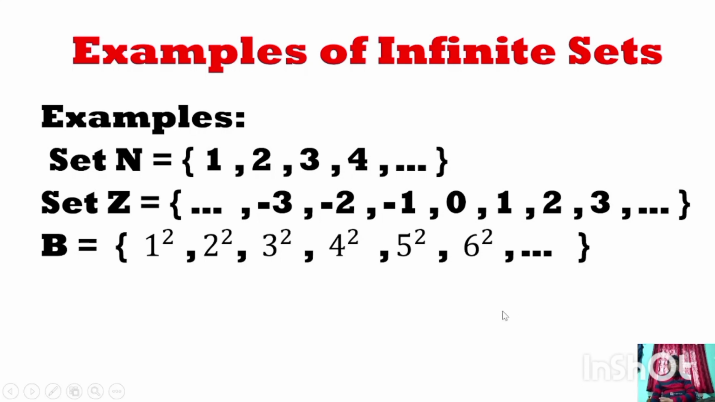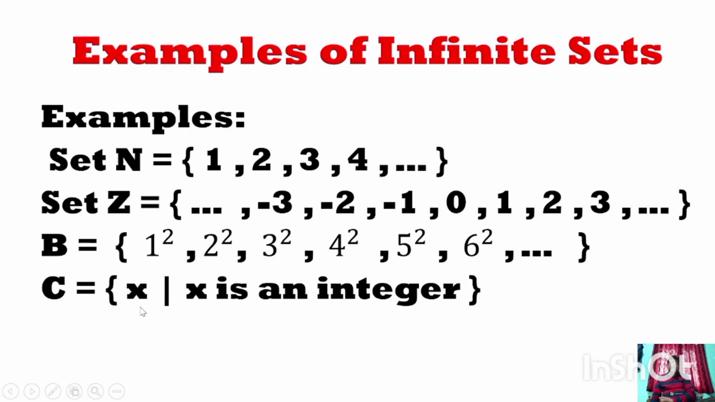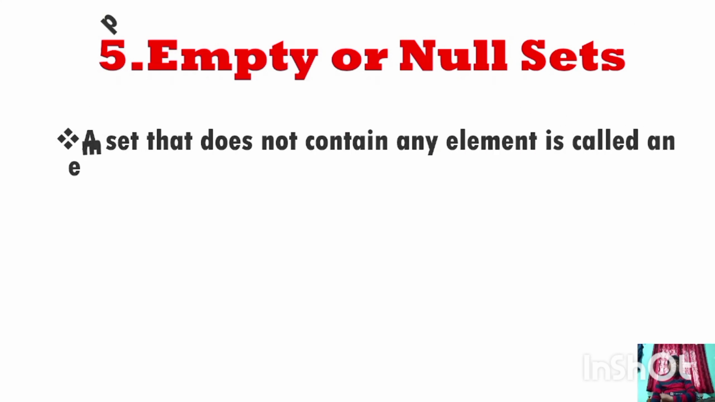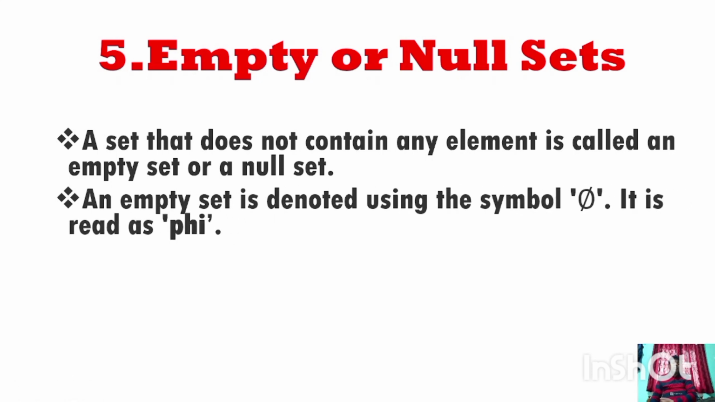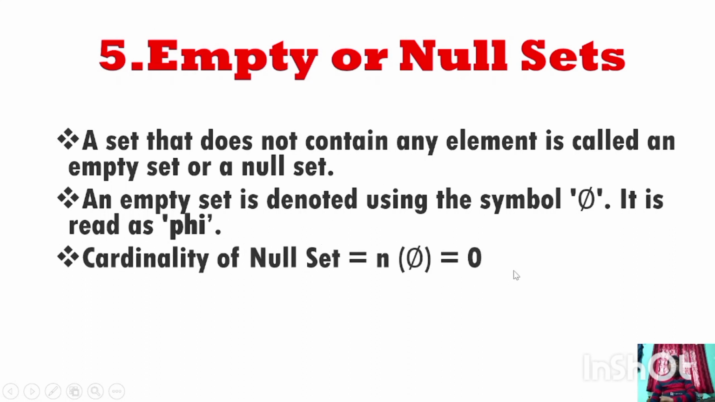Okay, students, right? Here is another set X, x such that x is an integer, is an infinite set. Next point, empty set or null set or void set. What is an empty set? Very important point, empty set. A set that does not contain any element is called an empty set or null set. An empty set is denoted using the symbol phi. Cardinality of the null set, n of phi, is equal to 0.